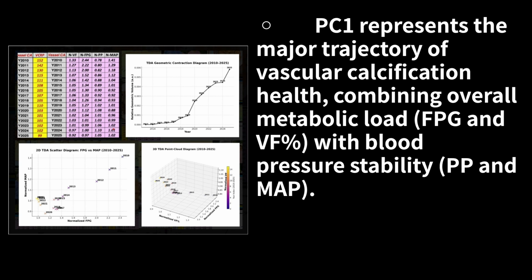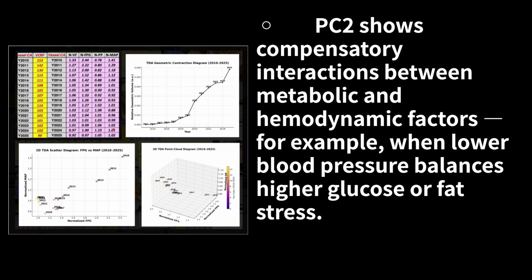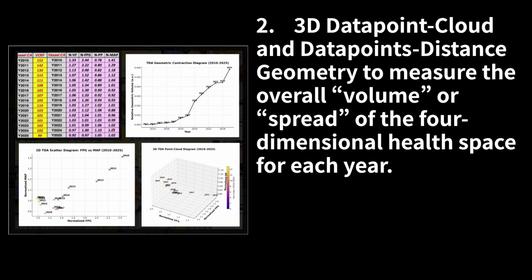PC1 represents the major trajectory of vascular calcification health, combining overall metabolic load, FPG and VF%, with blood pressure stability, PP and MAP. PC2 shows compensatory interactions between metabolic and hemodynamic factors, for example, when lower blood pressure balances higher glucose or fat stress. 2. 3D datapoint cloud and datapoint distance geometry to measure the overall volume, or spread, of the 4-dimensional health space for each year.